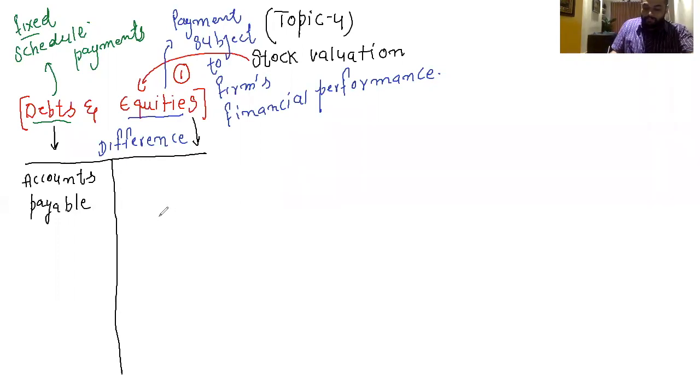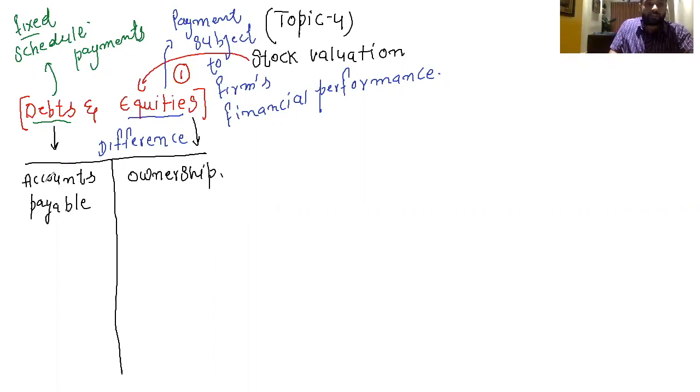equity is known as ownership. So what does it mean? It means the people who are providing money to the company will become owners of the company. So that's why the money which comes from equity is known as ownership, right? Because these people will control the company as shareholders, right?